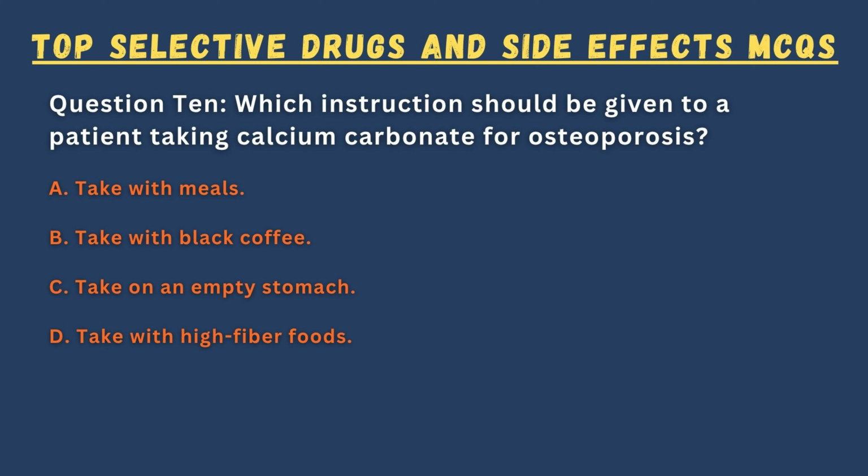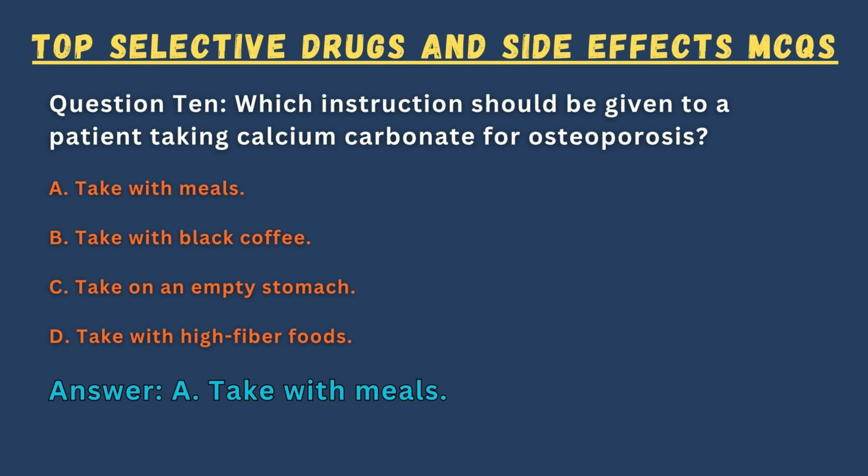Question 10. Which instruction should be given to a patient taking calcium carbonate for osteoporosis? A. Take with meals. B. Take with black coffee. C. Take on an empty stomach. D. Take with high-fiber foods. Answer. A. Take with meals.